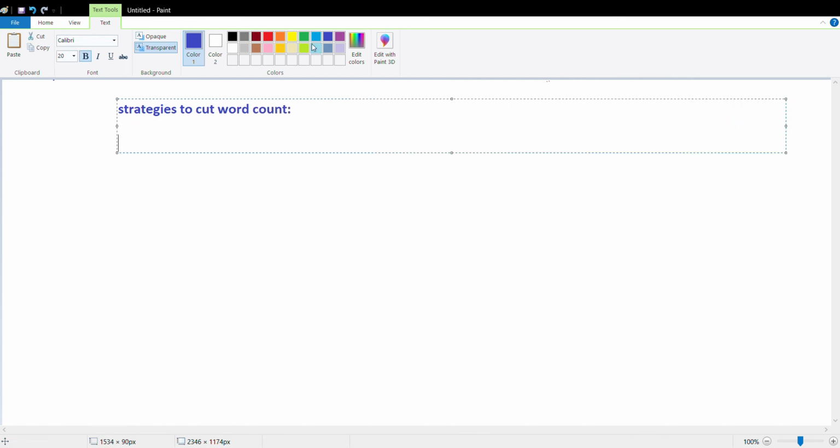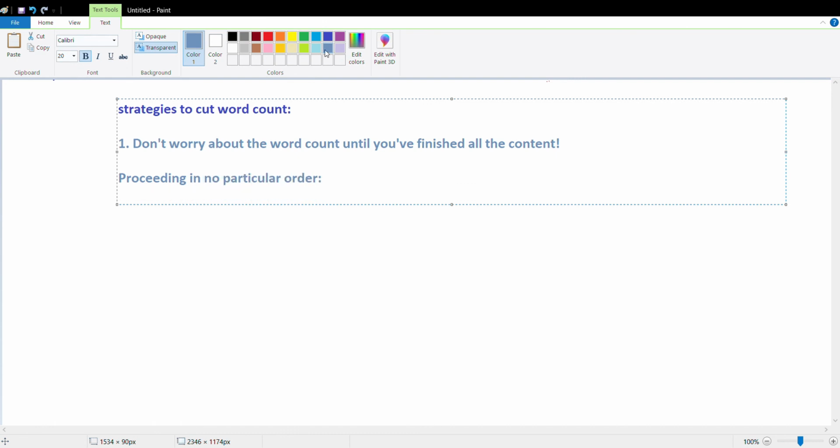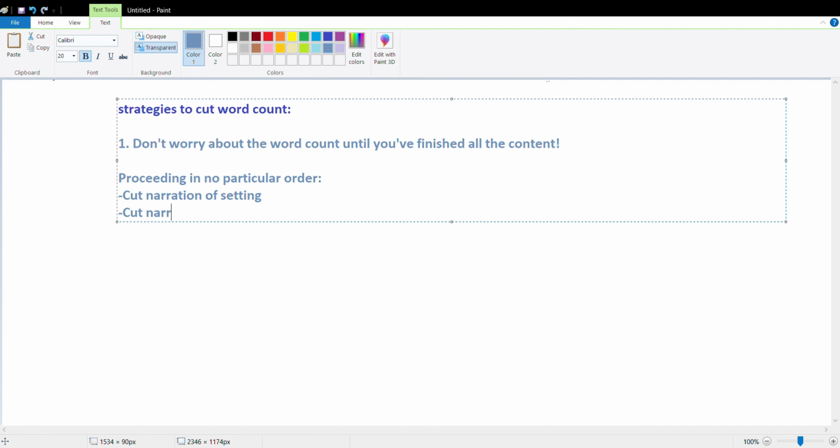So step 1 is actually don't worry about the word count until you finish all the content. That's honestly what you need to do, because you want to get your story out there first. Now, proceeding in no particular order, just in order of which ones interest you the most, we talked about cutting narration of setting and cutting narration of dialogue, which are both more popular in novels and something that novels have the luxury of doing that you do not have the luxury of doing.